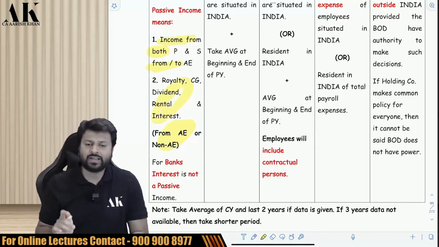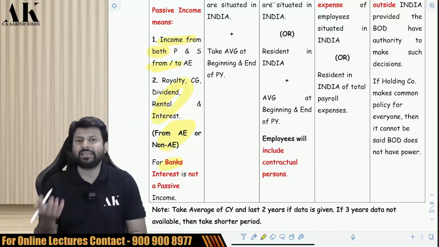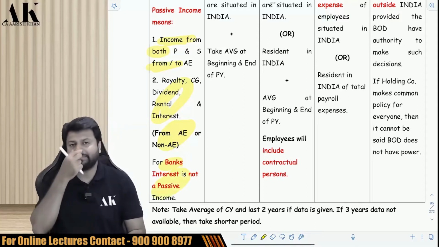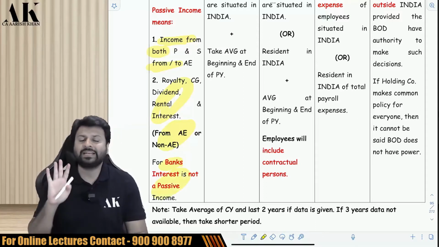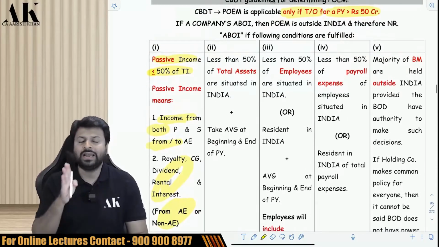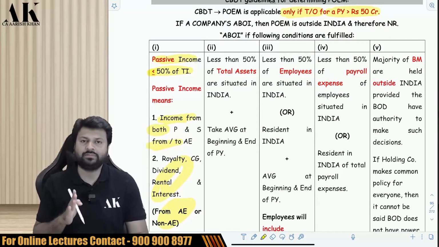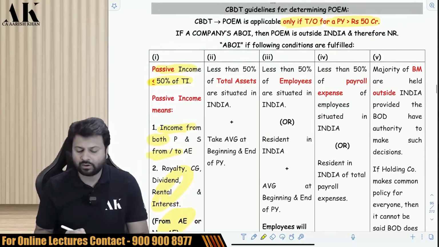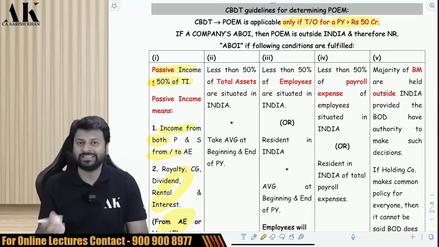But in the case of interest in a money lending business like a banking business, interest will not be considered as passive income, but it will be considered as active income. Okay. So this is the definition of passive income, and your passive income should be less than or equal to 50% of your total income. Let's talk about the other conditions.